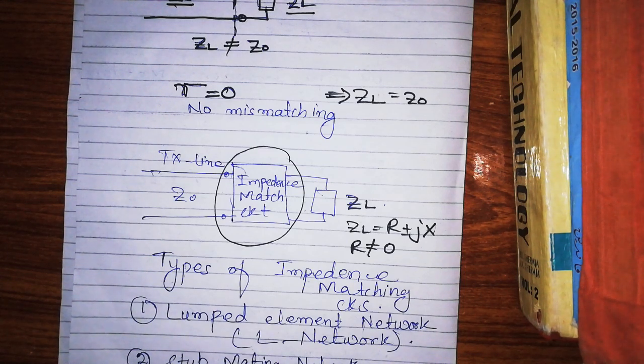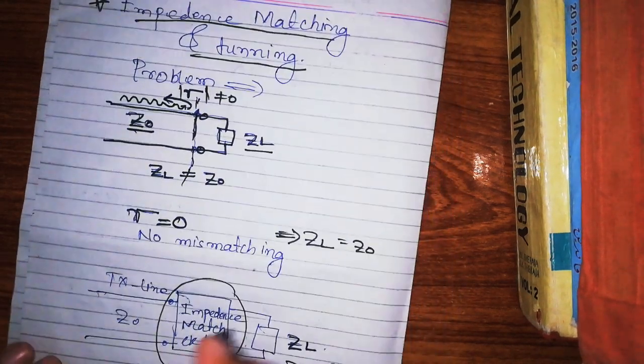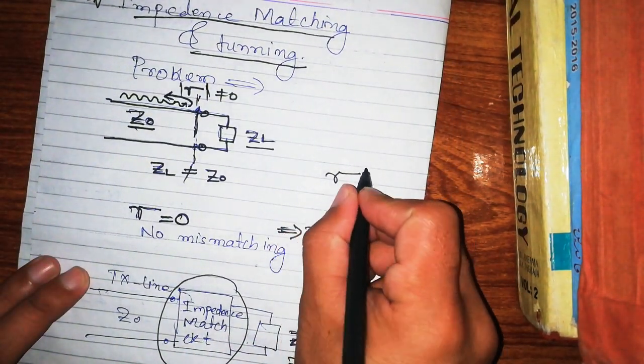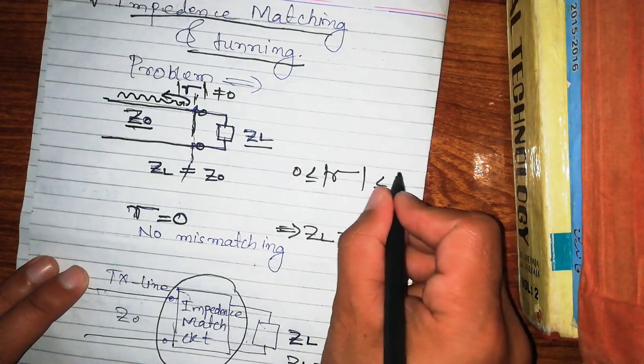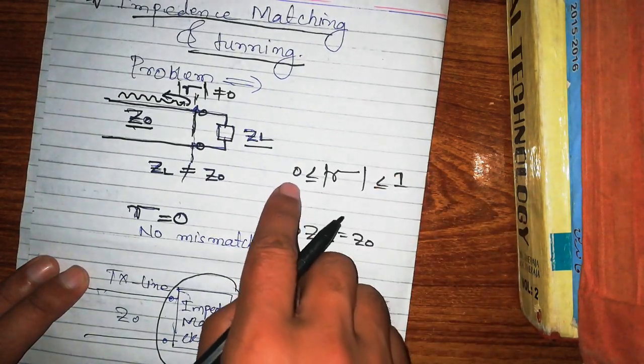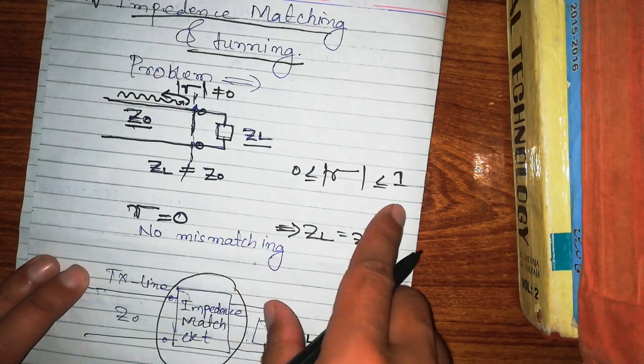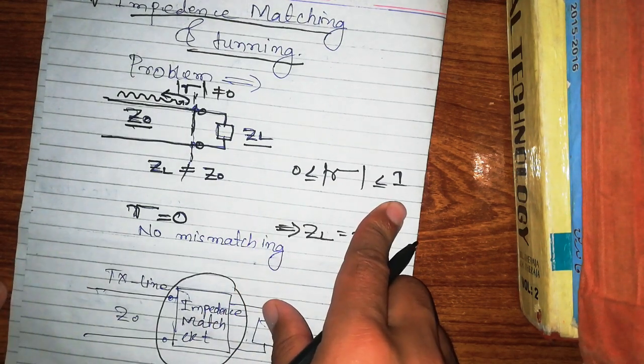First, to understand the bandwidth of the impedance matching circuit, we have to talk about the reflection coefficient. As you know, the value of the reflection coefficient ranges from 0 to 1. When there is no mismatch, the value will be 0, and when there is a mismatch, the value will be 1.